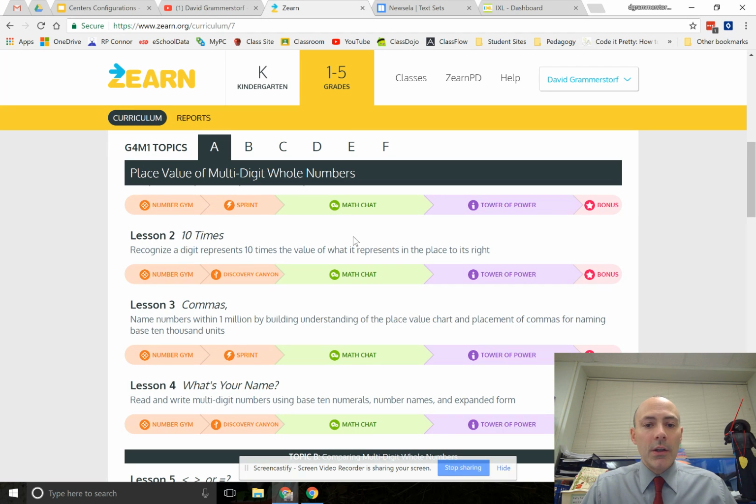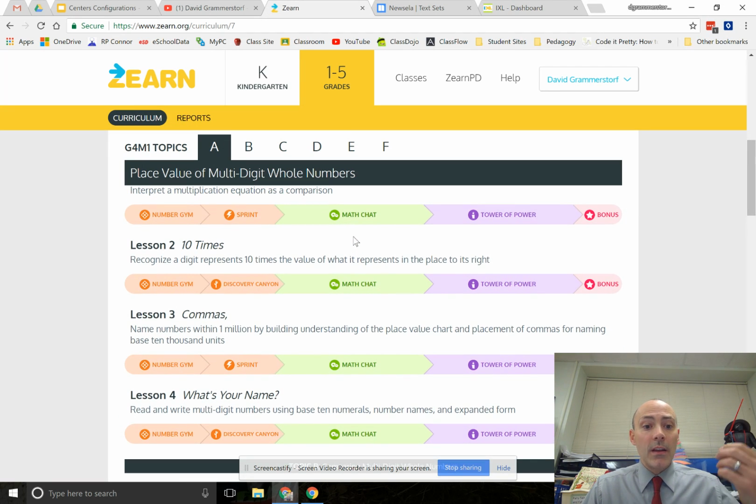In Zearn, I can have a group of kids going in and getting a mini lesson and then guided practice and independent practice with regrouping, adding with big number addition, right? At the same time, the other half of the class is doing the same topic, but with me physically. So I'm going over regrouping with big number addition.